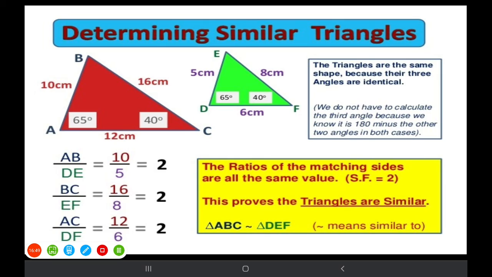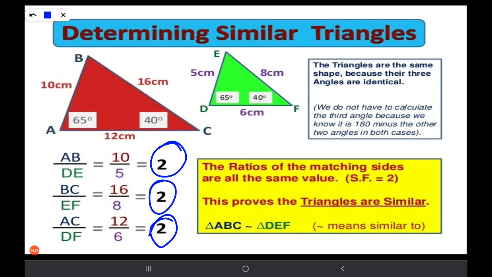Here we got scale factor as 2. This is the actual figure, and if you observe, this is the increased figure. This triangle ABC is bigger than EDF because the scale factor is 2. I hope you understood about scale factor, similar triangles and congruent figures.